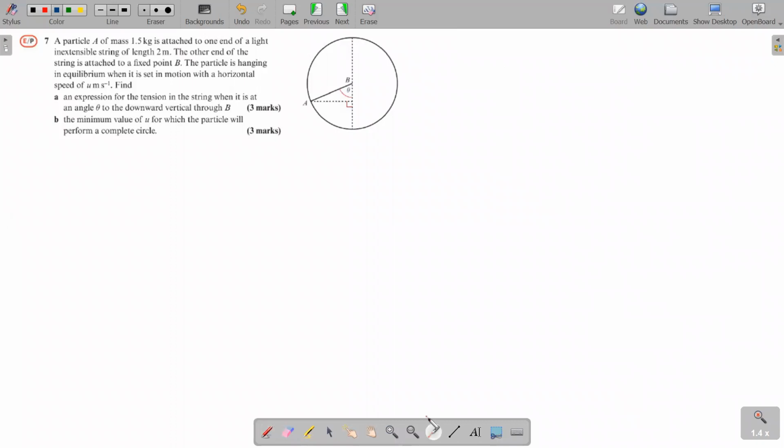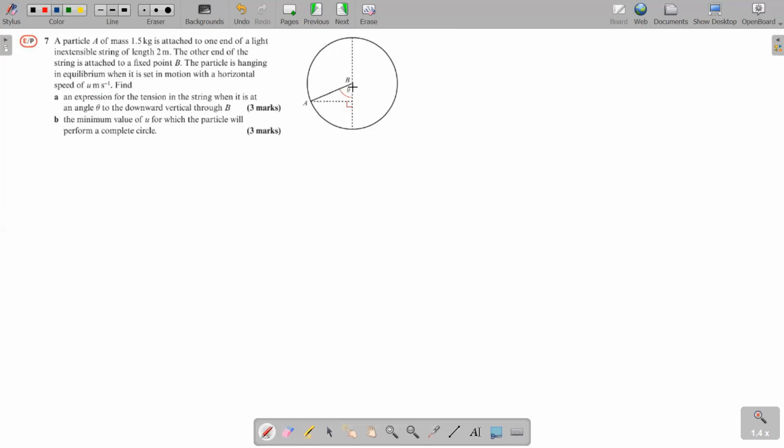Okay guys, we'll move on to question number 7. A particle A of mass 1.5 kilograms is attached to one end of a light inextensible string of length 2 meters. The other end of the string is attached to a fixed point B. Bear in mind, we are working with a string, not a rod. These words are important: rod and string. The particle is hanging in equilibrium when it is set in motion with a horizontal speed of u meters per second.